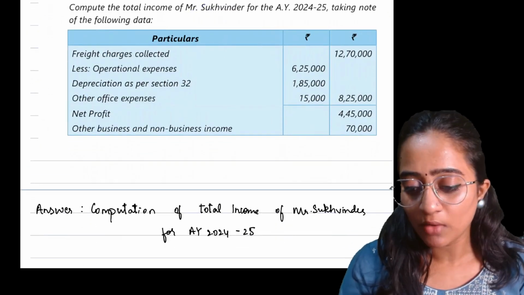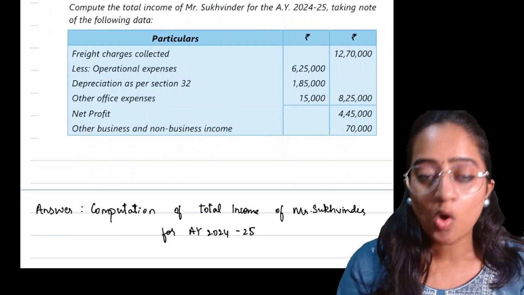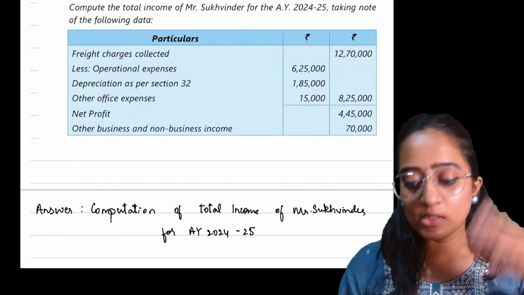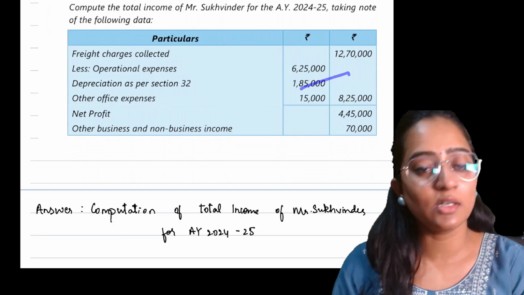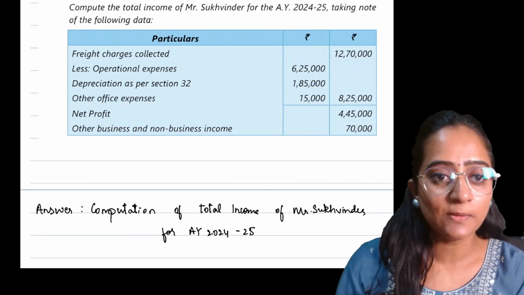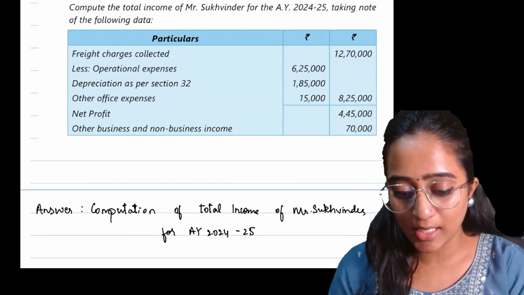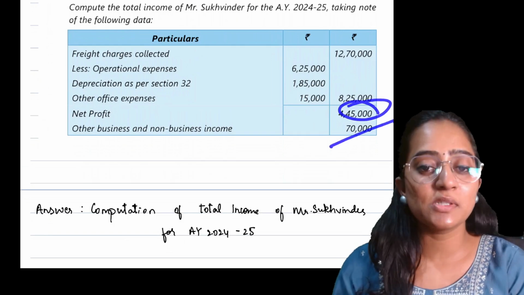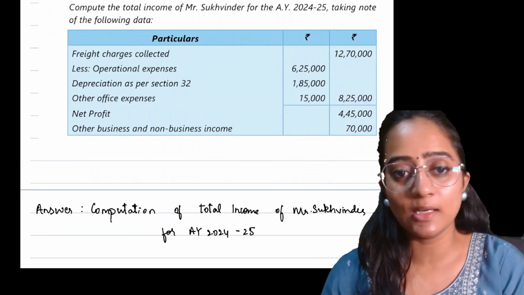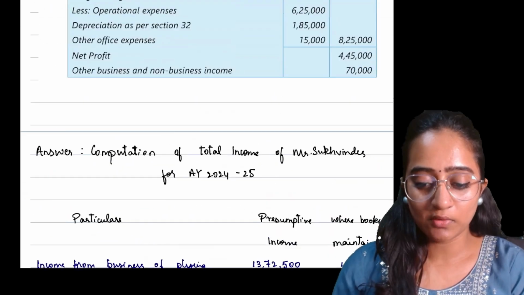Freight charges collected are given in the question, operational expenses 6,25,000, depreciation as per section 32 is 1,85,000, and other office expenses are 15,000. Net profit is given in the question. Other business and non business income of 70,000 is given in the question.